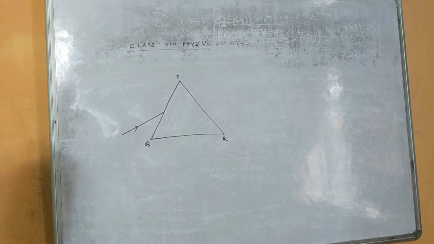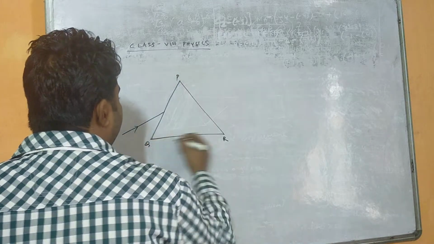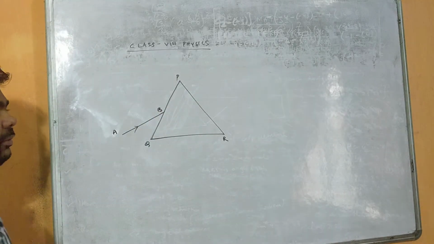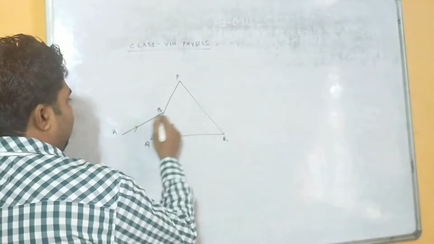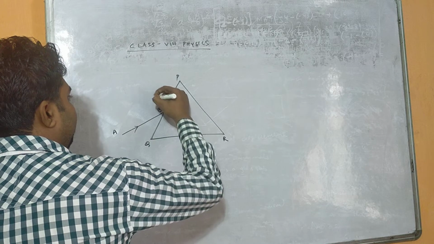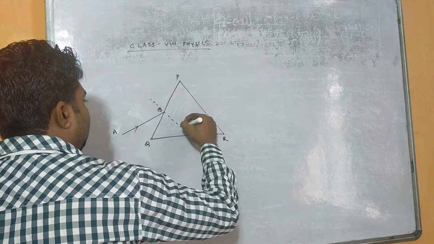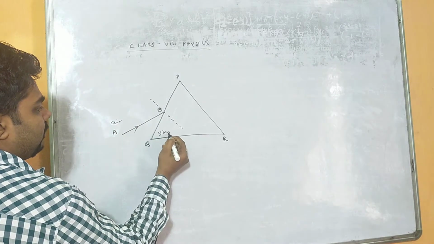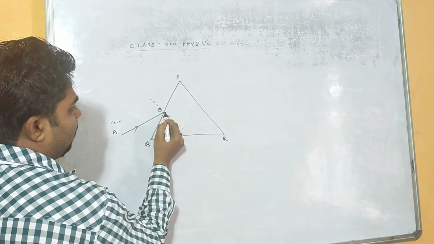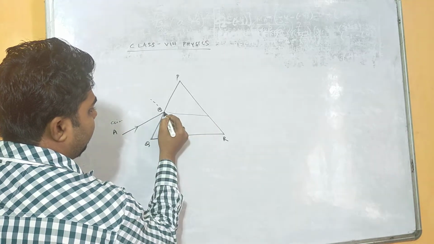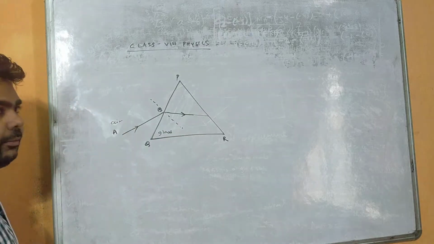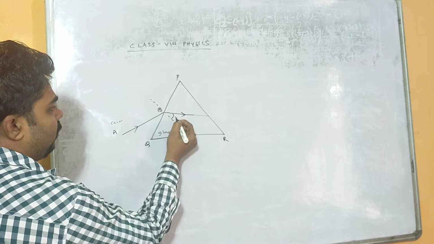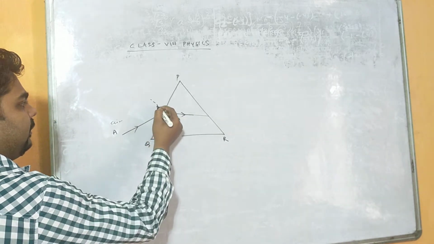Let us consider PQR is the prism and light is falling here, AB is the incident ray. As AB is the incident ray, from the point of incidence we will draw the normal. This is the normal, and we know light is moving from air to glass, so light will bend towards the normal. Let us consider this is the bending, right? The angle subtended between the refracted ray and the normal is called the angle of refraction, and this angle is called the angle of incidence.